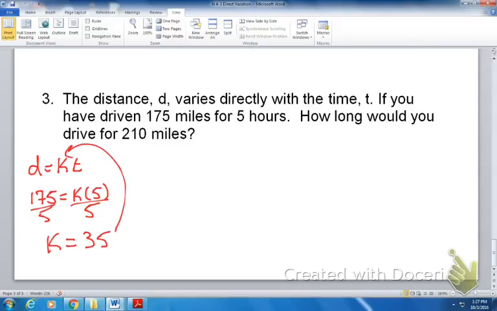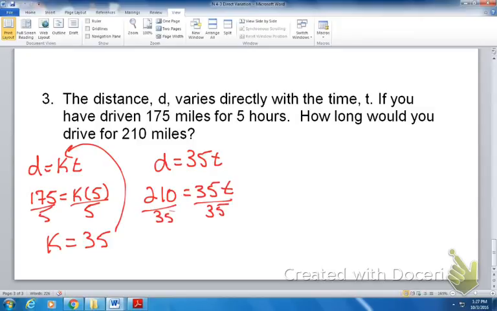Now we plug it back into here. So I have d equals 35t. Then it says how long would you have to drive for 210 miles? So this time, guys, it's giving us the distance, 210 equals 35t. We do a little bit of division to solve for t, and you should get 6 hours.